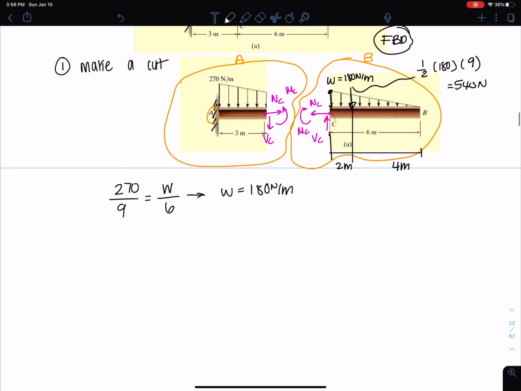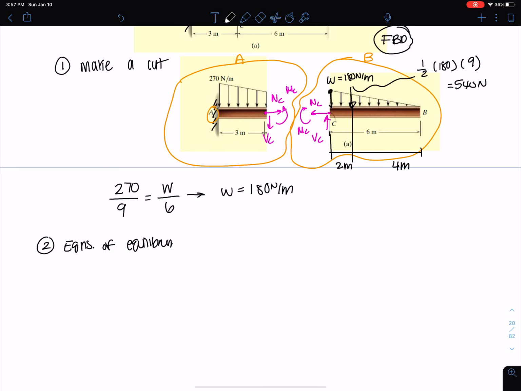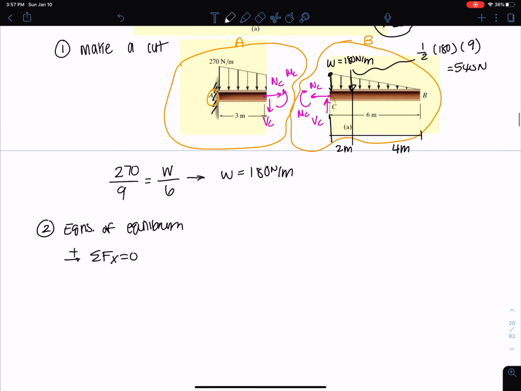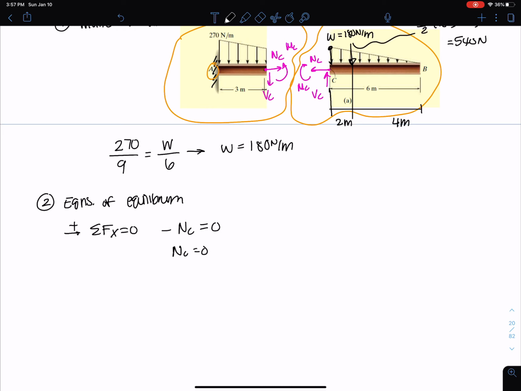Okay. My next step here are equations of equilibrium. So the sum of my forces in the x direction equals 0. I basically just have negative normal force at C equals 0. So I get 0. Summation of forces in the y, up is positive. I get VC minus 540 equals 0. And I get VC is 540 newtons.